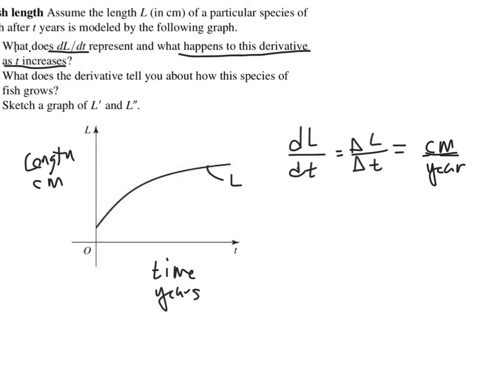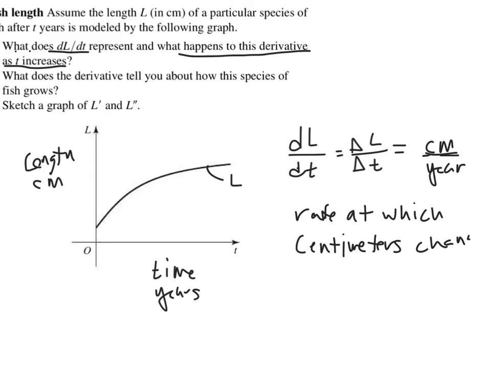And so it's the rate at which the centimeters change per year. That's how we want to interpret this. This is part A. The rate at which centimeters change per year. And so that's really what dL/dt is. It's a rate of change.